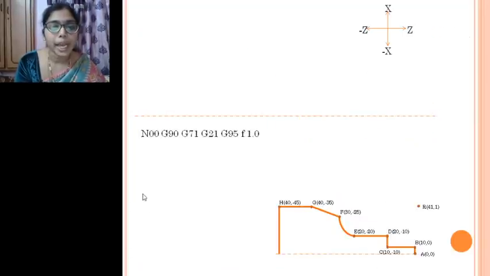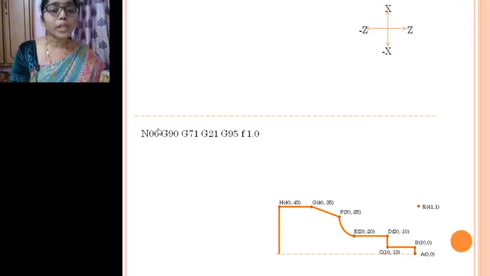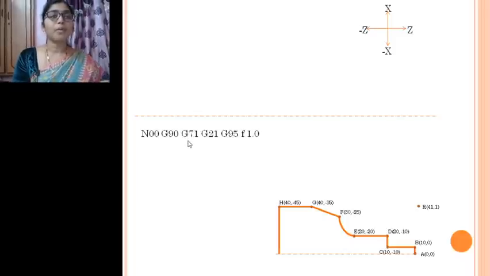G90 and G71. If you go to the codes, G71 is nothing but turning cycle. Here we are using turning operation, right? Since we are using turning operation, G71 tells that it is a turning cycle. First we have to define the mode which we are using, whether it is incremental mode or absolute mode. And then you have to tell the computer system what is the cycle which we are going to do, whether it is a turning cycle, drilling cycle, boring cycle.